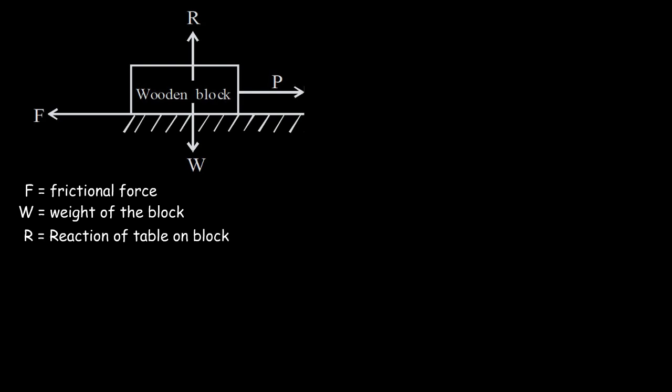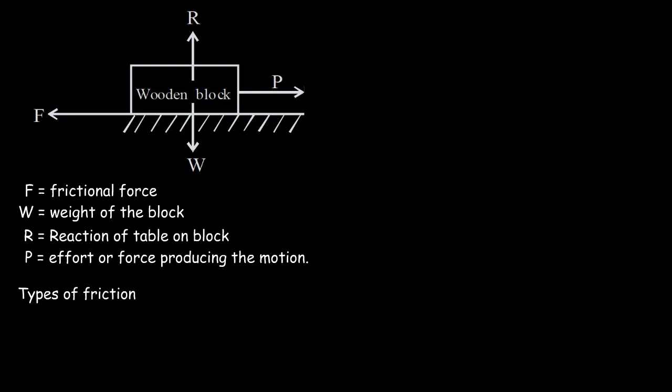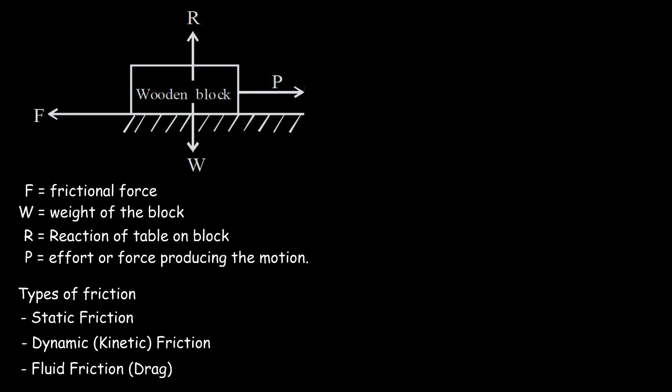We have a diagrammatic presentation of how frictional force works. In this diagram, F is the frictional force, W is the weight of the block, R is the reaction of the table on the block, and P equals the effort or force pulling the motion. Now, types of friction. We have three types of friction: static friction, dynamic or kinetic friction, and fluid friction, or drag.